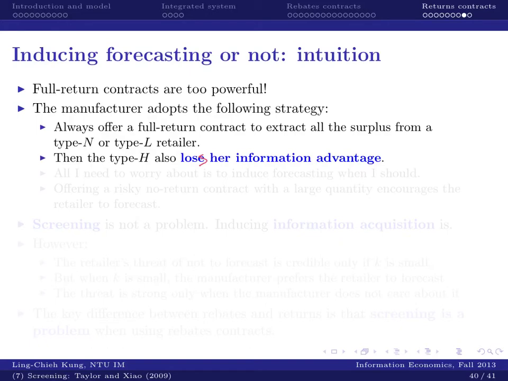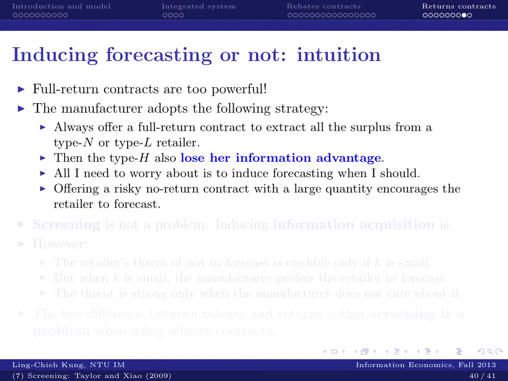loses her informational advantage. Okay? Because there is no benefit for mimicking other types. Type H also loses her informational advantage. So now, as a manufacturer, I only need to worry about whether I should induce forecasting or not, and how may I induce forecasting efficiently.